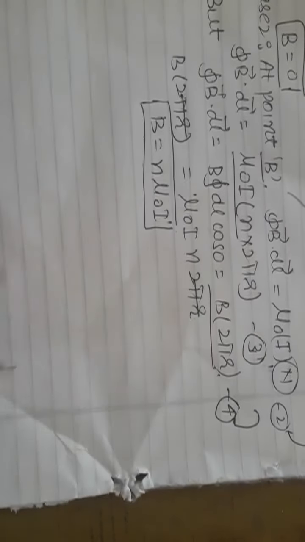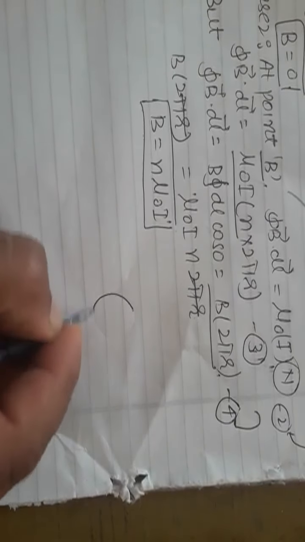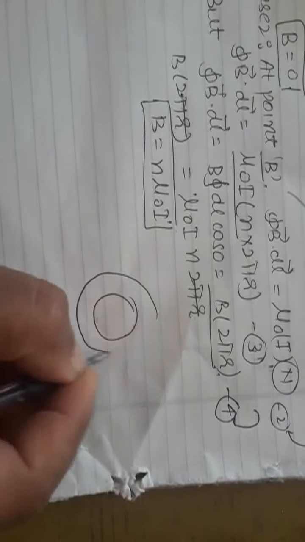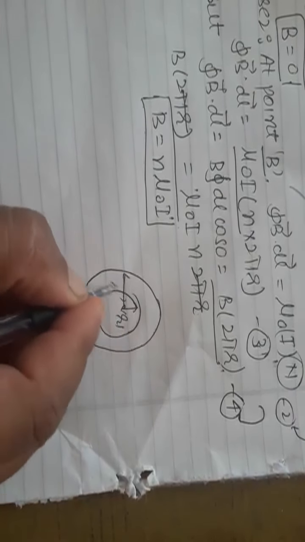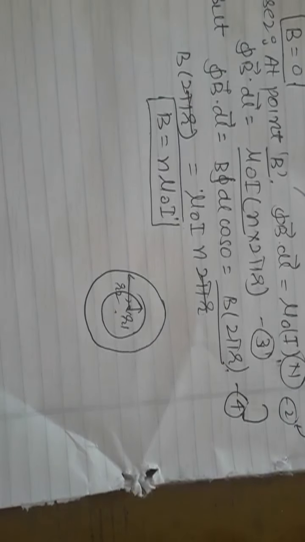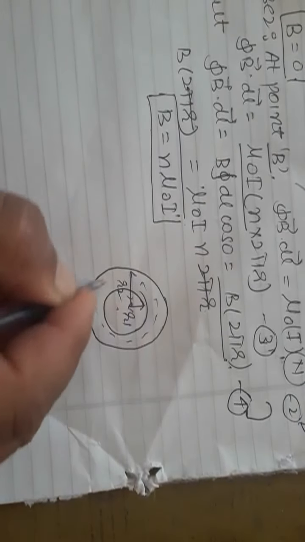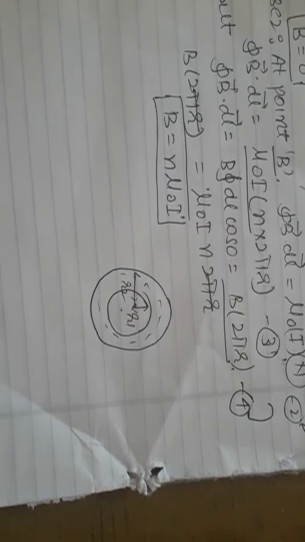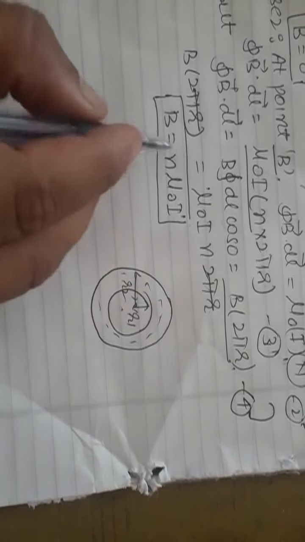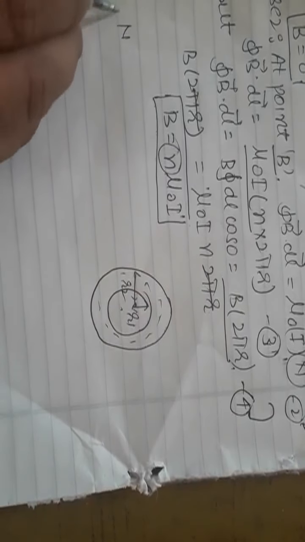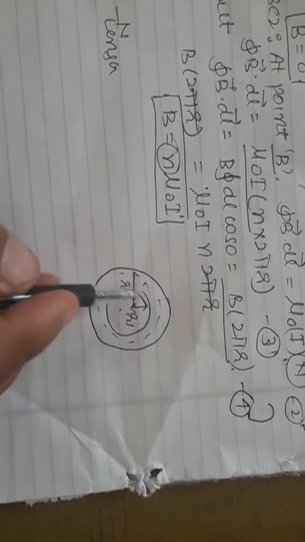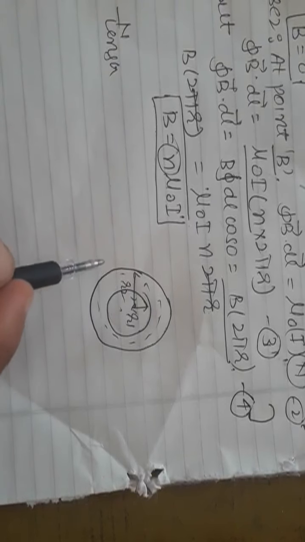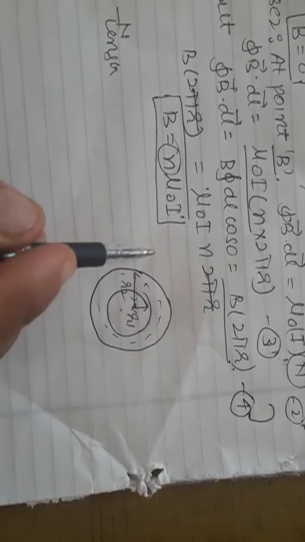So when you solve numericals, sometimes it will be given to you that this is a toroid, its inner radius is r1, its outer radius is r2. Solve and get the value of this magnetic field. In that case, when you find n, what was n? It was the number of turns per unit length. To find the length, you will take the average of these two radii.